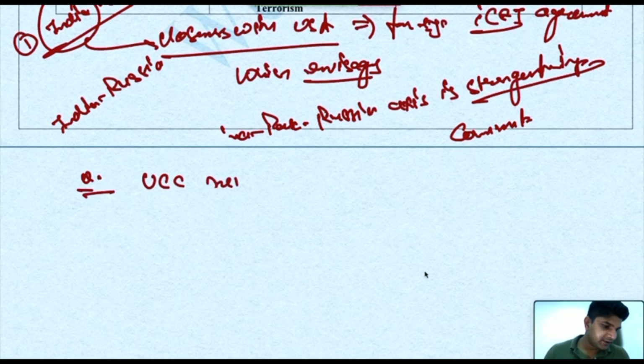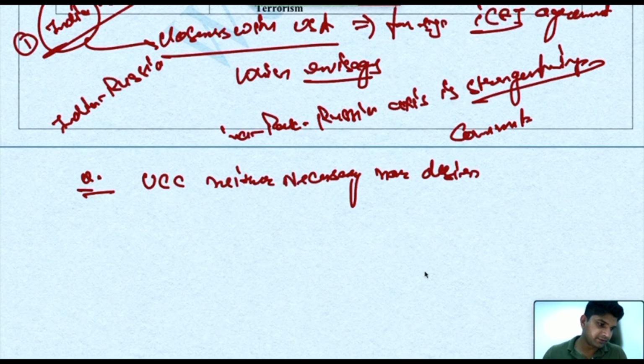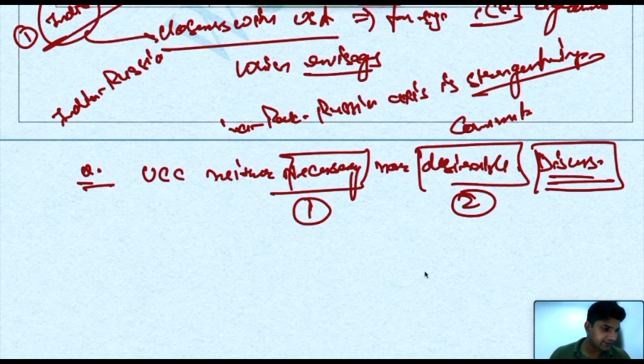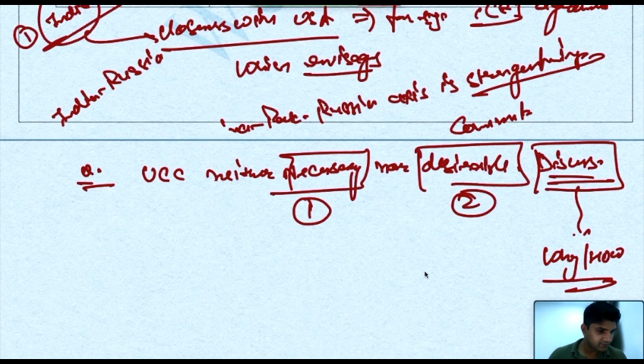UCC neither necessary nor desirable, discuss. Suppose this is the question. How will you approach it? First we will identify the parts. There are two parts, and it's a discuss type. In discuss type we give reasons, that is, why and how. So the first part is that it's not necessary.